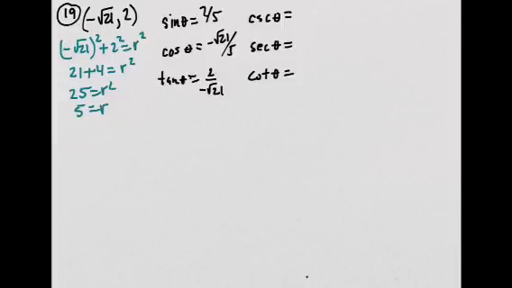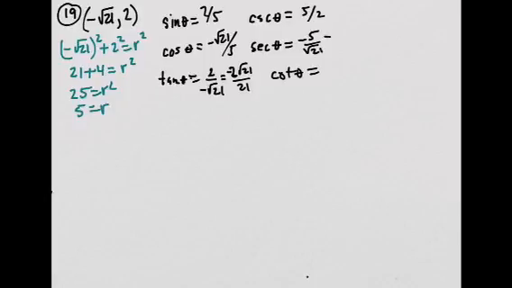So when you rationalize this, let me just erase this, get out of the way a little bit, you get negative 2 radical 21 over 21. That's after you rationalize. Can you write cotangent here real fast? Cosecant, reciprocal of 2/5, 5/2. Secant, reciprocal of negative radical 21 over 5 would give you this, and then we have to rationalize it. So then that gives me negative 5 radical 21 over 21. And then the reciprocal of tangent, negative radical 21 over 2.